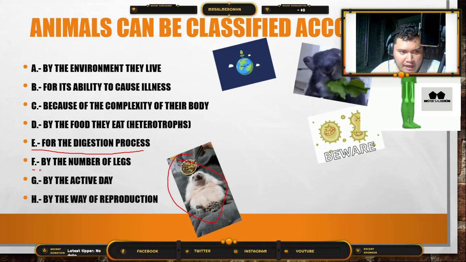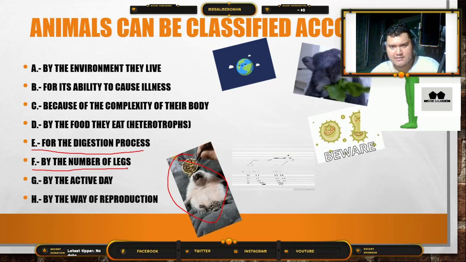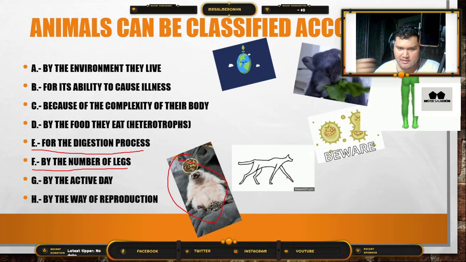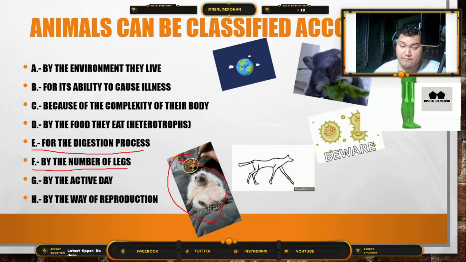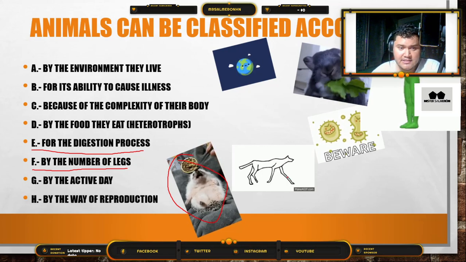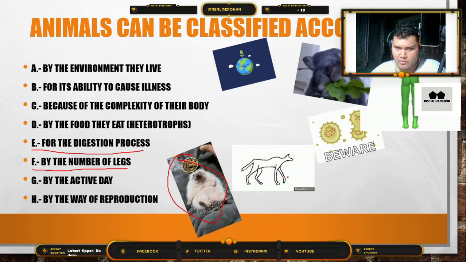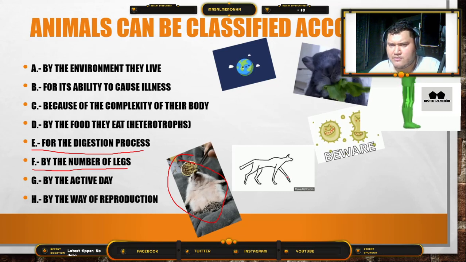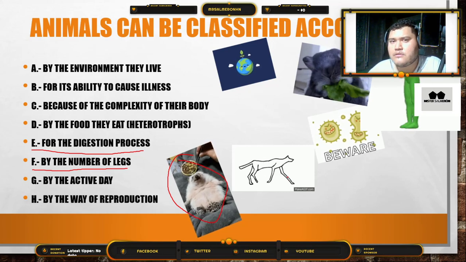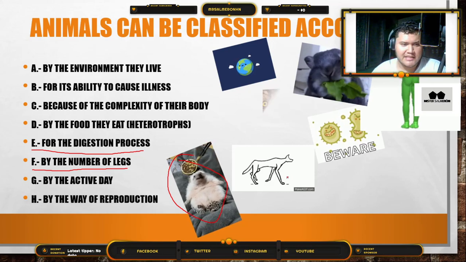Now, by the number of legs. If they have 2 legs, 4 legs, or even more than 4. Are there animals with more than 4 legs? Yes, they do. But we will see that later.